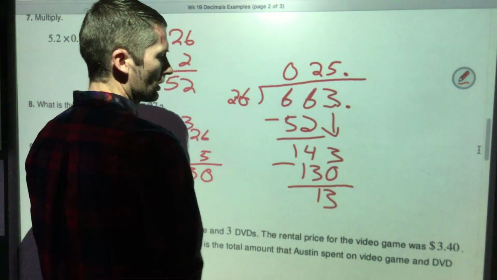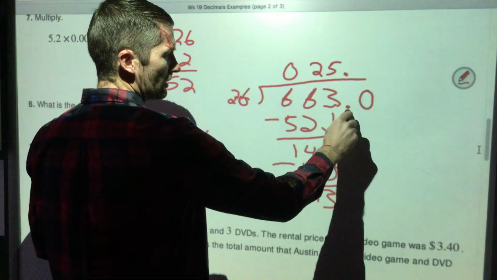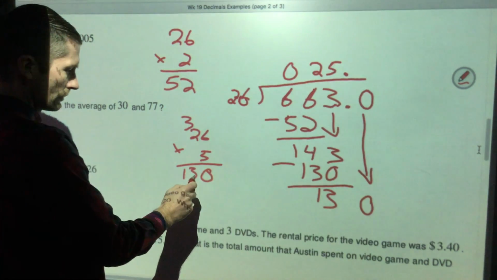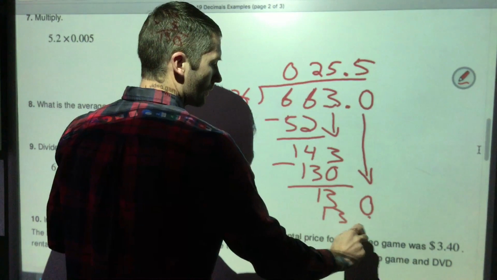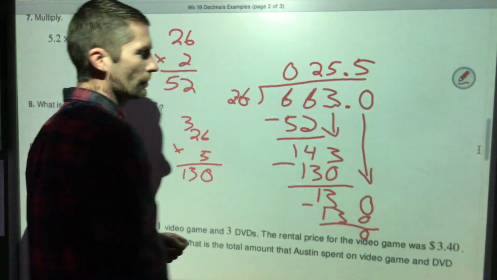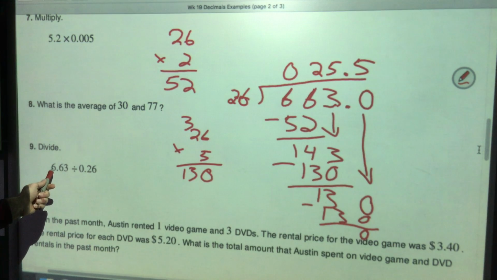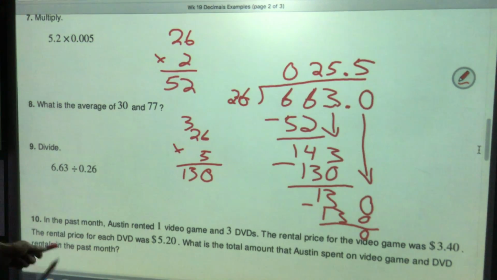Remainder 13. Okay. Now I don't have anything to bring down, so I'm going to annex that 0 we talked about. Oh, here we go, look, 130 again. We just said it's 5 times. No remainder, so I don't have to keep going. 25.5. Okay, so basically how many quarters are in $6.50? About 25 quarters. Last question.